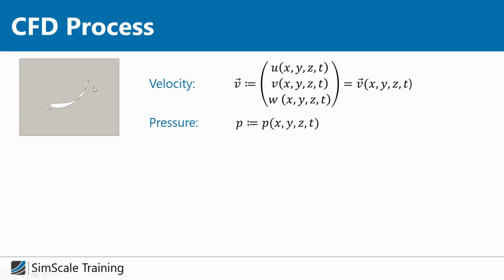What the CFD simulation should deliver is a velocity and pressure field for the whole domain, which means that we want to know the velocity in this gray fluid domain at any point for every time step. And the same for pressure. So the result is a vector field of velocity, which depends on space and time, and a scalar pressure field, which also depends on space and time.